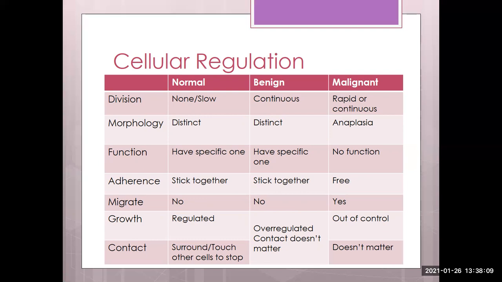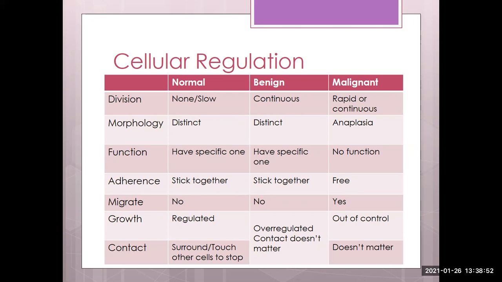The morphology of a cell is basically what it looks like, the appearance of the cell. A normal cell has a distinct appearance, like we know that this is a cell from the GI tract, or we know that this is a cardiac cell. Whatever type of cell it is within the body, it has a distinct appearance. Benign tumor cells have a distinct appearance because they're very much like a normal cell. They're just growing and dividing to have more of them. A malignant cell can progress to the point where it doesn't look anything like the original cell that it started out from.